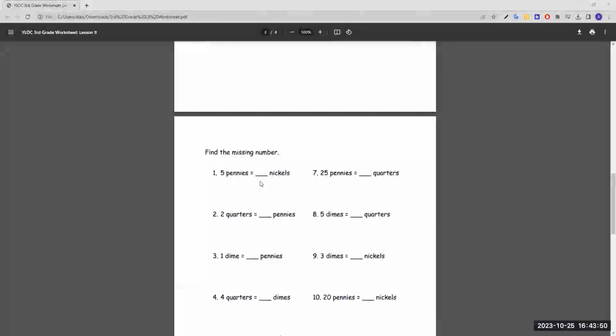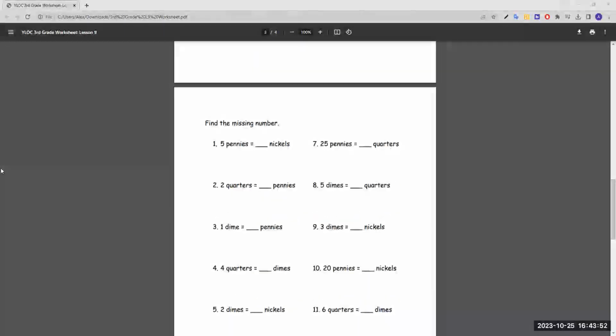Now moving on to finding the missing number. 1 nickel equals 5 cents. And 5 pennies is just 1 cent each, so 5 pennies would be 1 nickel. Number 2, 2 quarters equals blank pennies. 2 quarters equals 50 cents. And pennies is just 1 cent per penny. So that'd be 50.